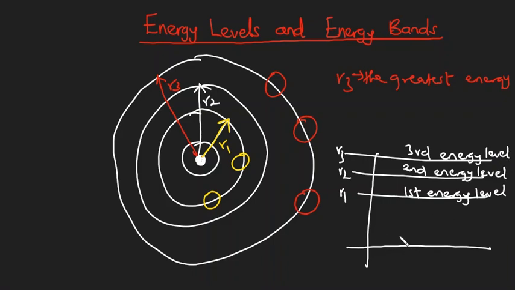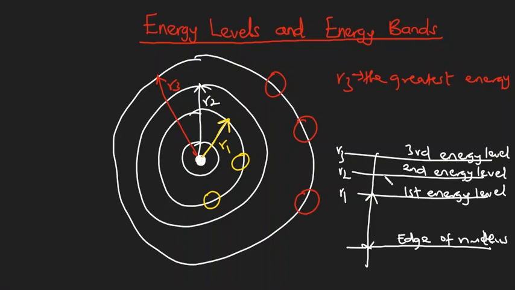So we have the edge of the nucleus here. So let's say from the edge of the nucleus to the R1, the distance there is small. So we can say that the energy there is small, and hence it has smaller orbits, and hence the energy level is small.